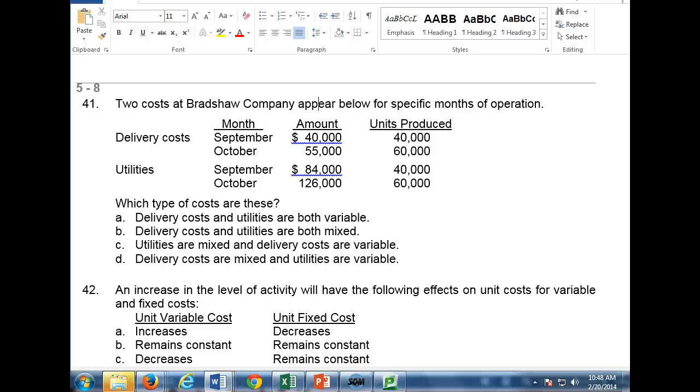But are delivery costs the exact same amount per units produced? The September is $1, and then in October, $55,000 for 60,000 units produced. That's less than $1. So don't we know that needs to be mixed? Does that make sense? It's D. Does it make sense why I can tell that is not variable? Because it's not a constant amount per unit, right?